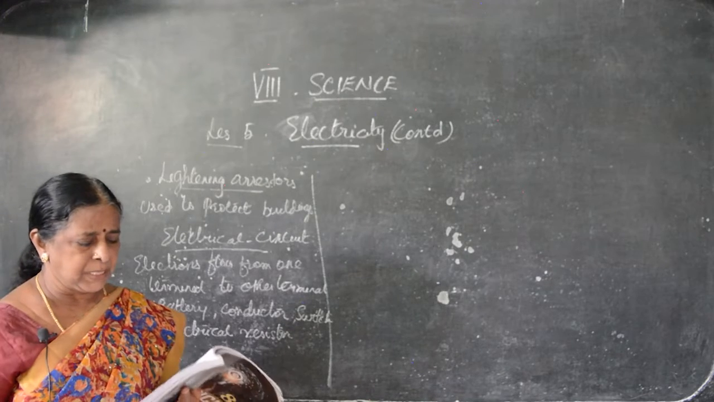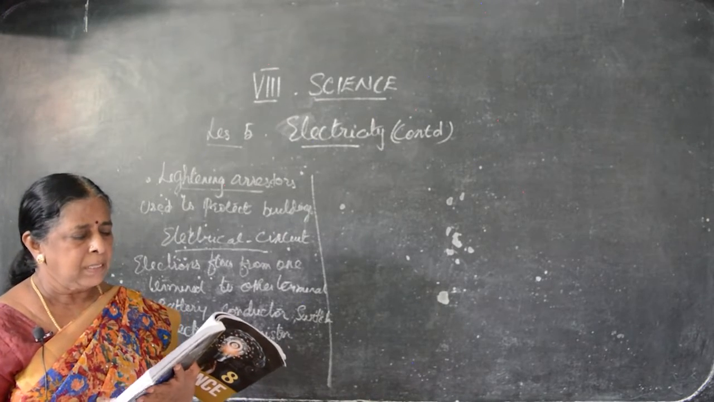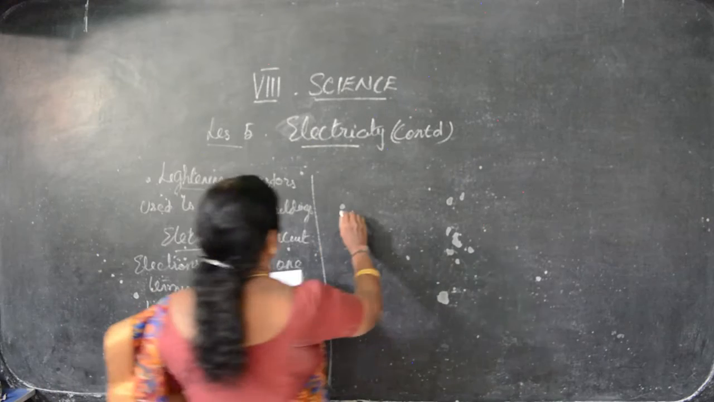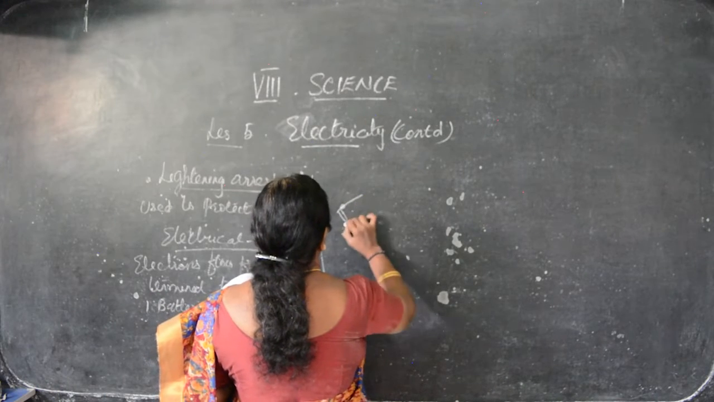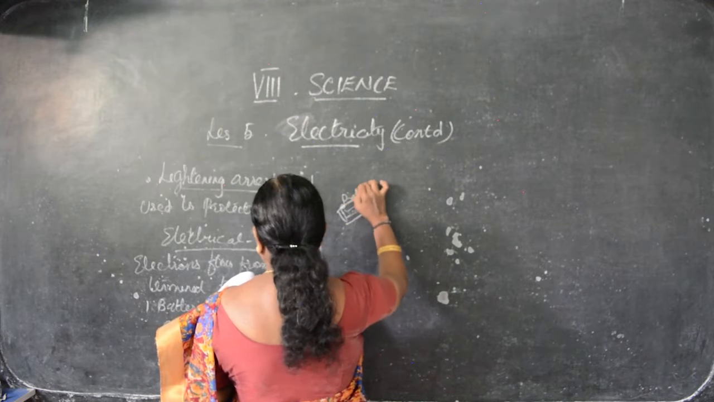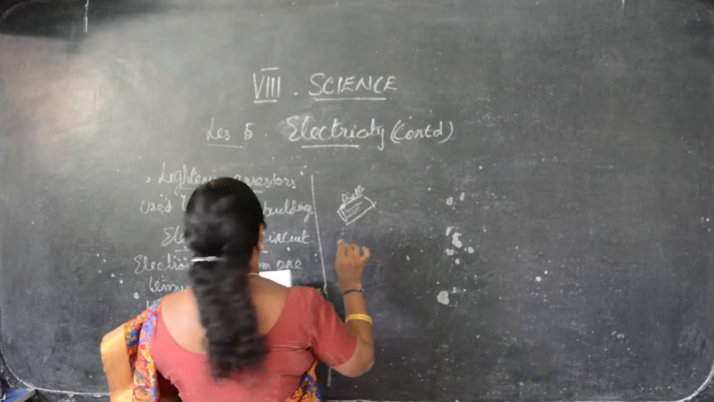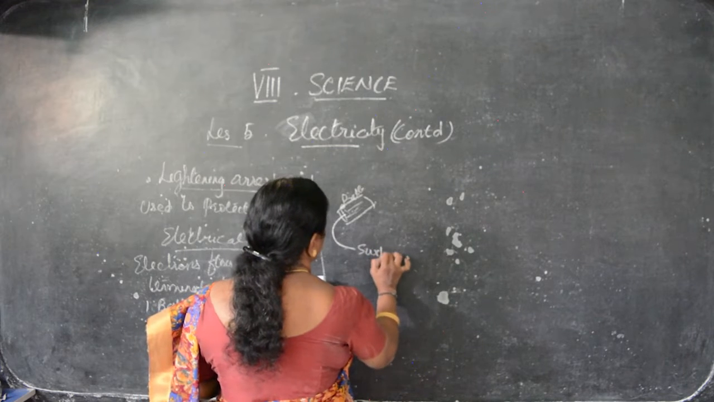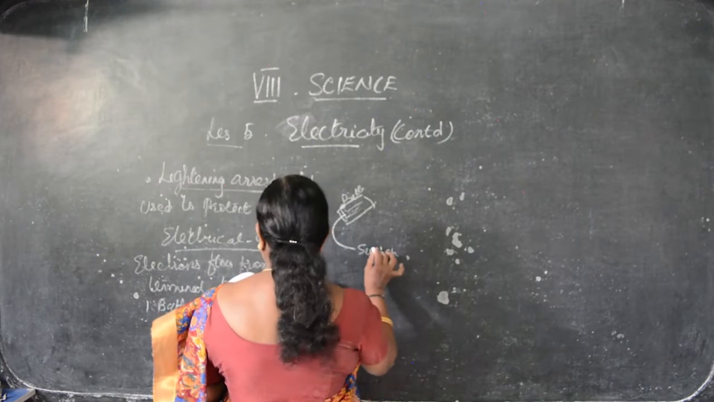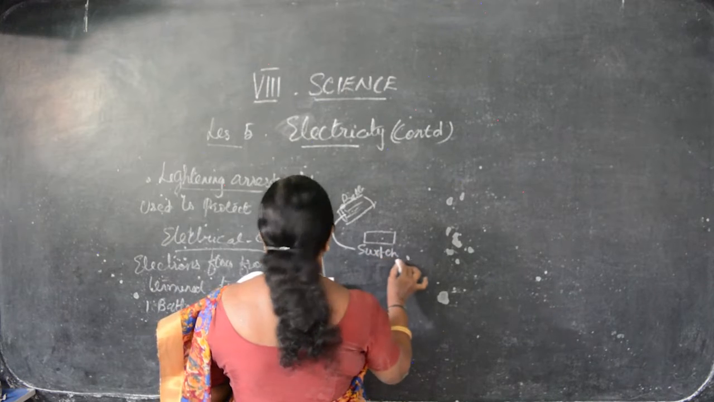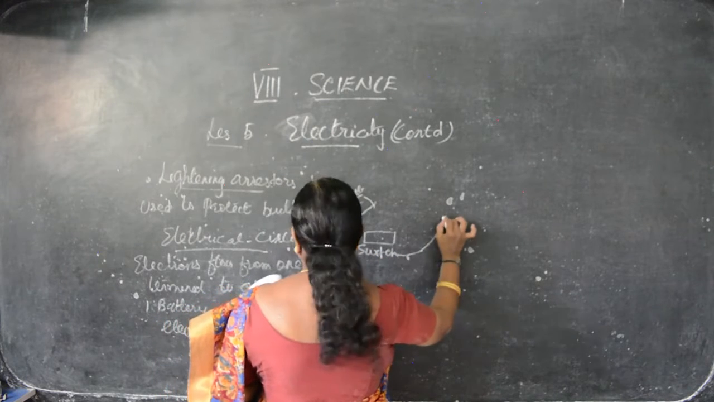Here see one circuit is given to you. First one is what I said, battery. This is the battery, for example. Okay. From the battery, it connects to the switch. This is control. From the switch, it goes to the bulb.